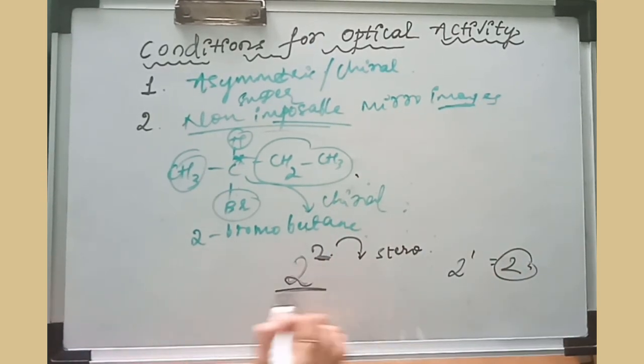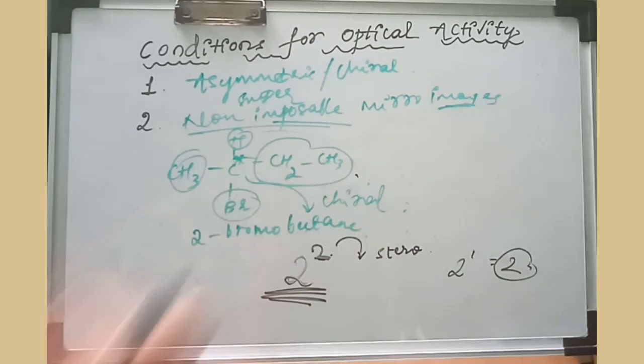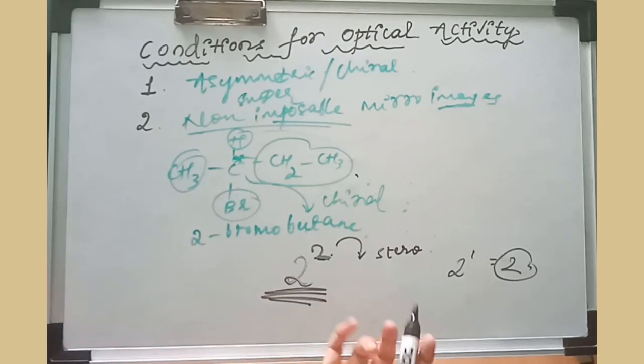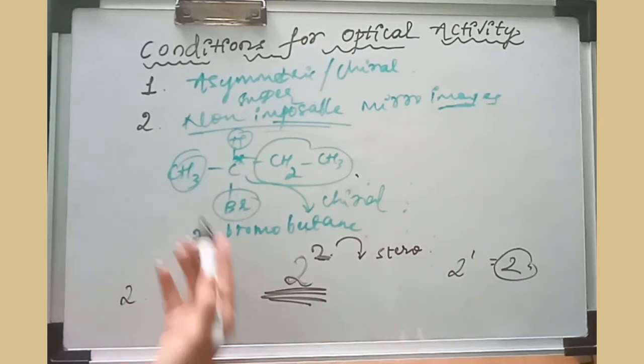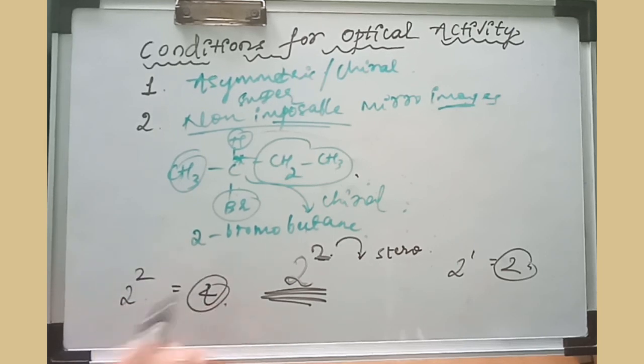Remember, this is only for identifying the number of optical isomers. If 2 stereogenic centers are there, the total number of optical isomers will be 2 raised to 2, that is 4 optical isomers. You have to keep this in mind.